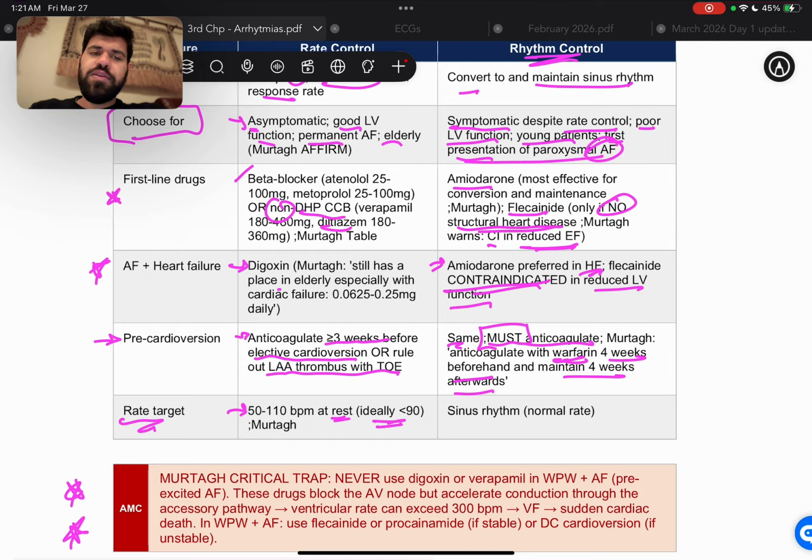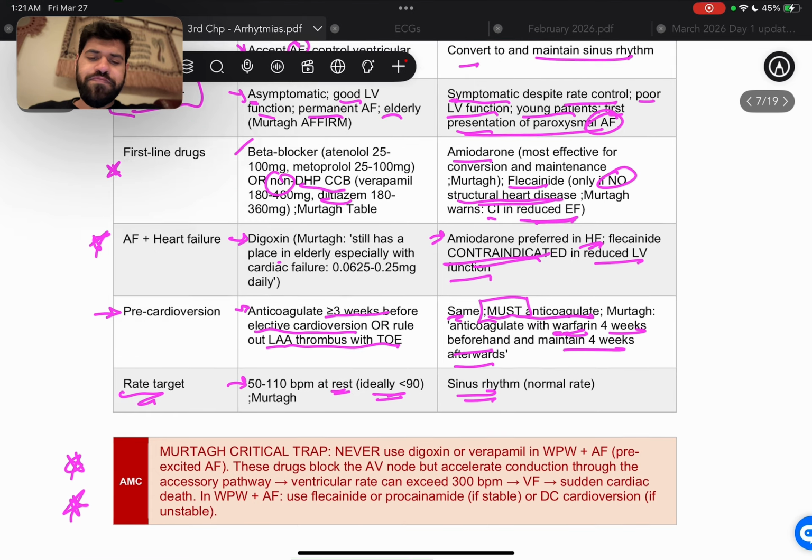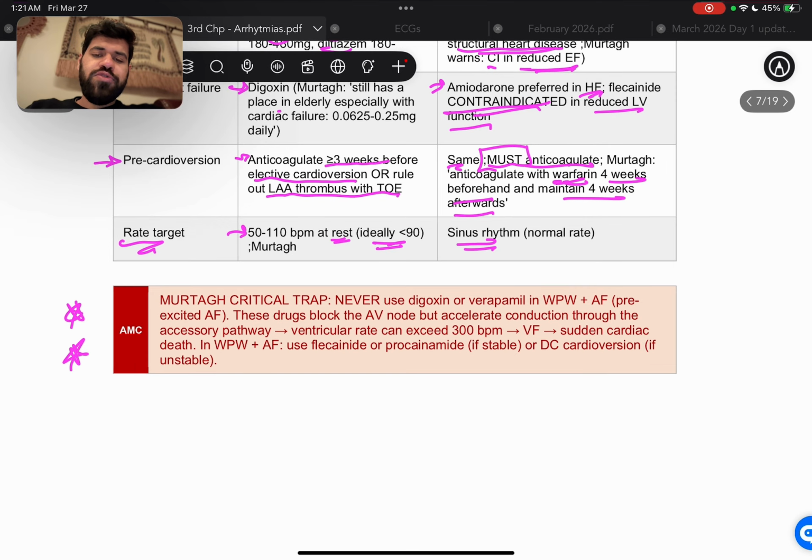And then for rhythm, of course, the main aim or the final goal is sinus rhythm. So Murtagh's critical trap is to never use digoxin or verapamil in Wolff-Parkinson-White syndrome plus AF. These drugs block the AV node but accelerate conduction through the accessory pathway, so ventricular rate can exceed 300 beats per minute, which gives us VF and then sudden cardiac death.